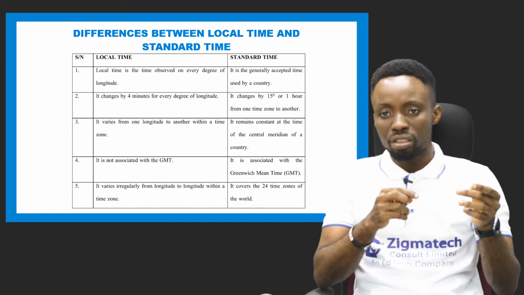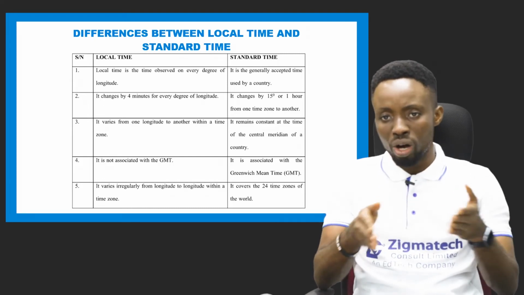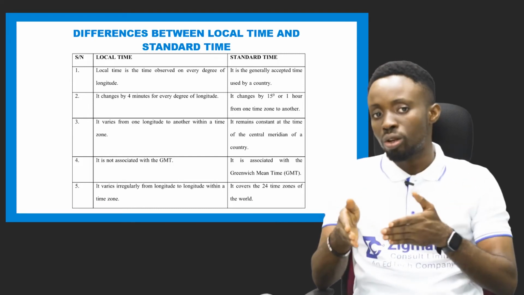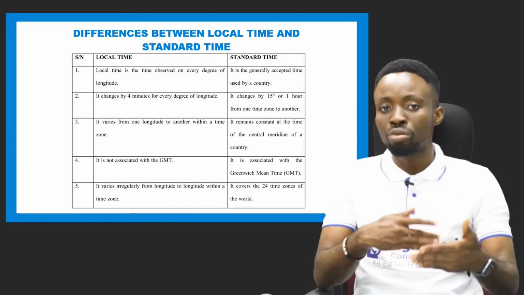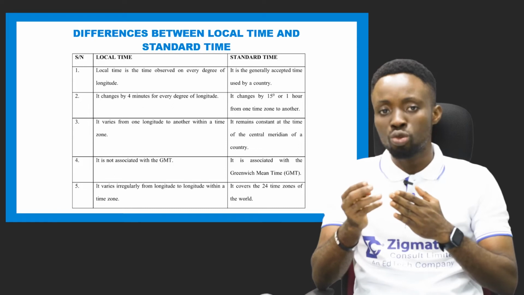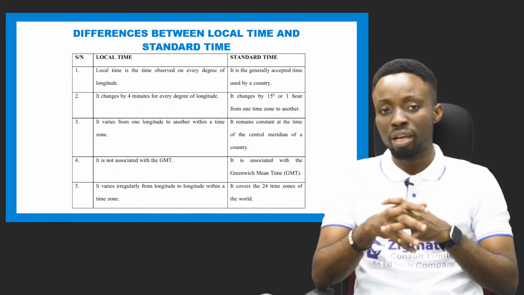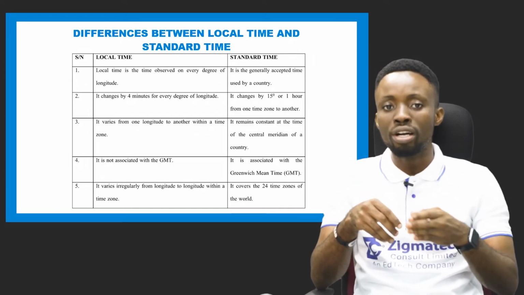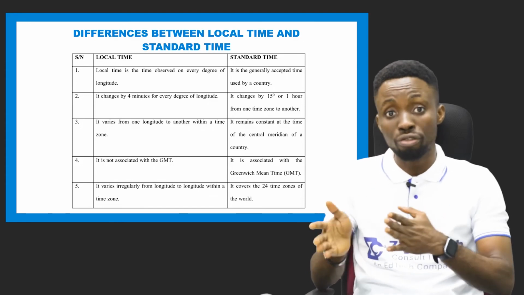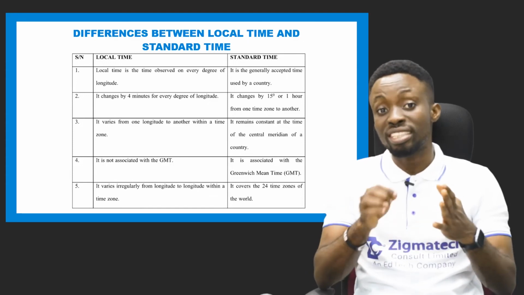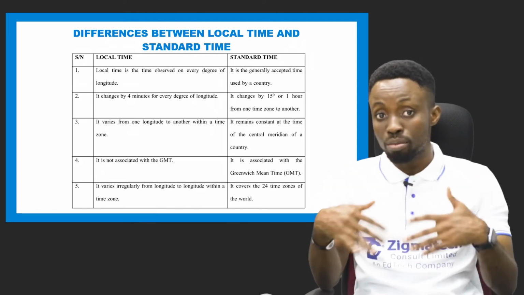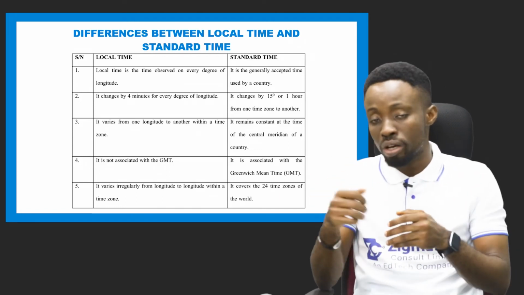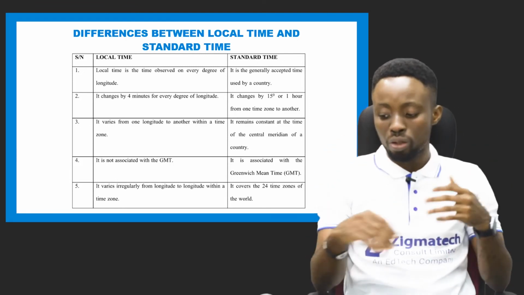And if you move from one longitude to another longitude, the local time varies irregularly as you're progressing. But when you look at that of the standard time, as you move from one zone to another zone, that is, we have 24 zones, the standard time actually covers these 24 time zones we have on the Earth. That is 12 to the east and 12 to the west.